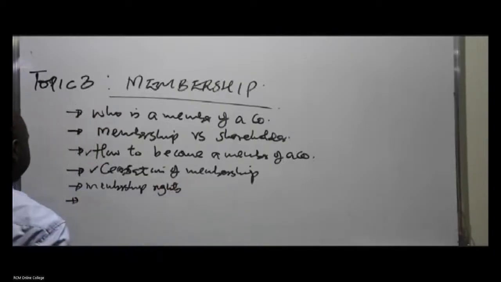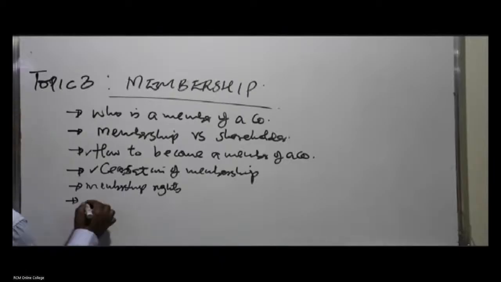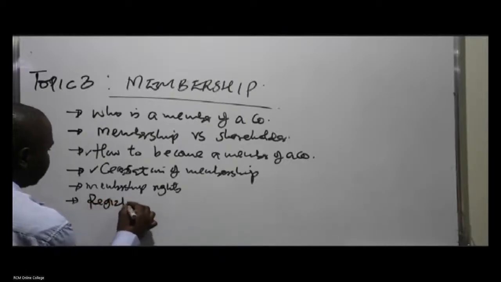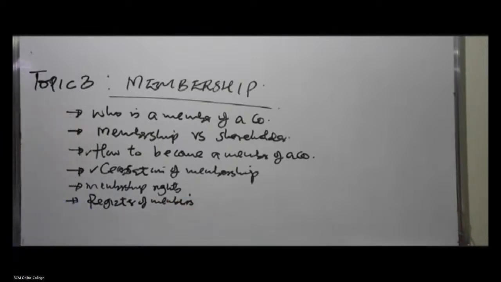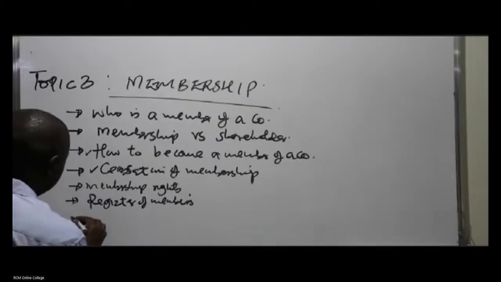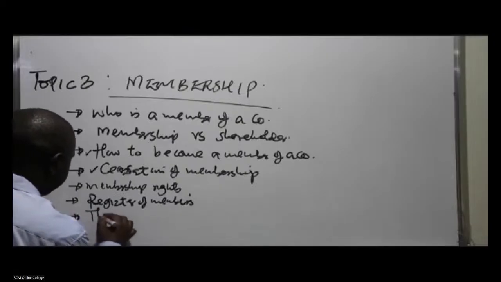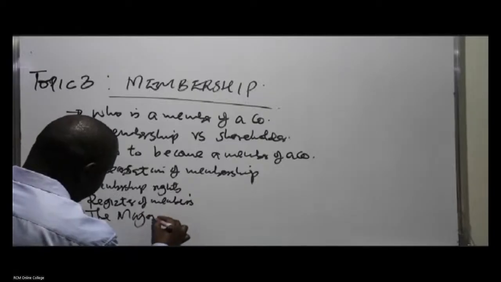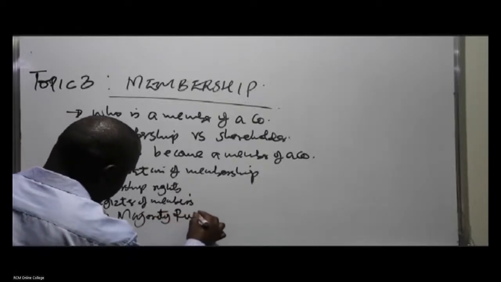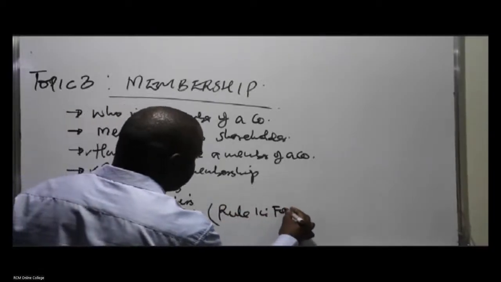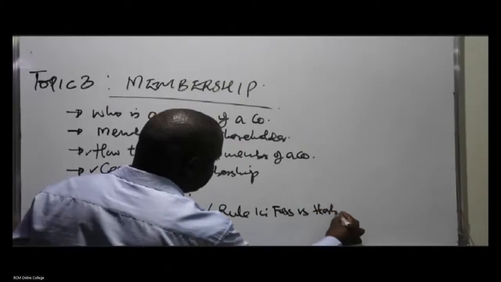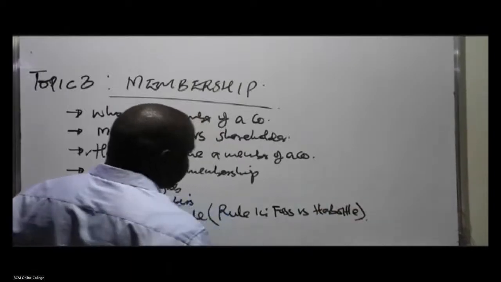We're going to look at a key register. Of course, we just mentioned it briefly, but now we're going to look at what we refer to as a register of members. Then also we look at a very famous case law under this particular topic. It is known as the majority rule. Sometimes we call it the rule in Foss versus Harbottle.